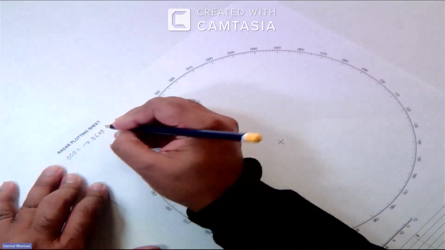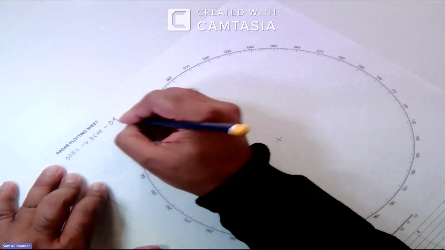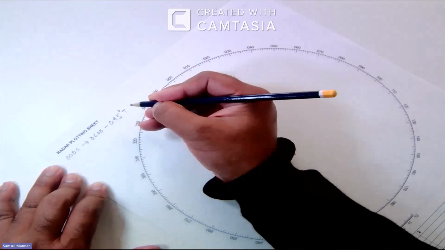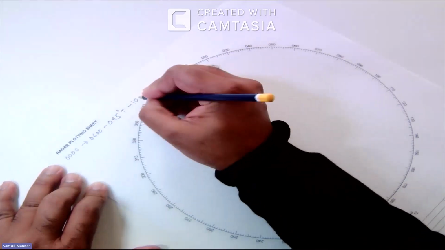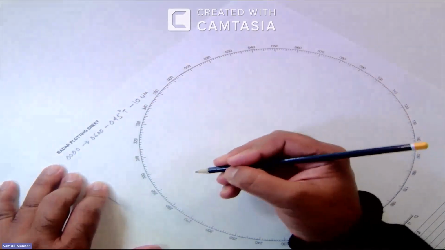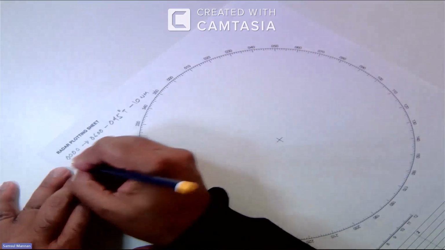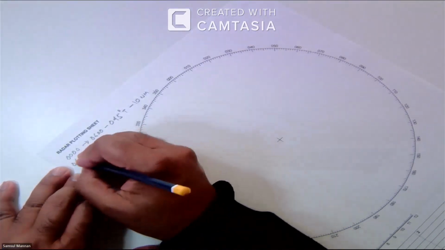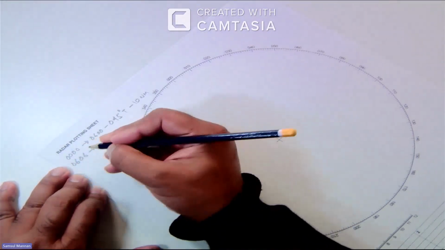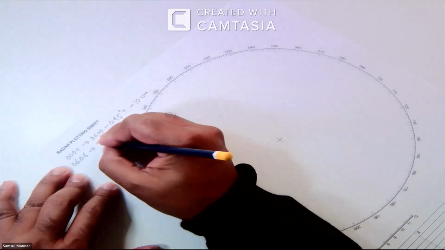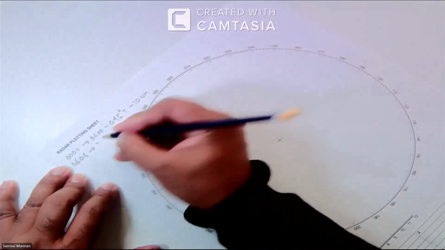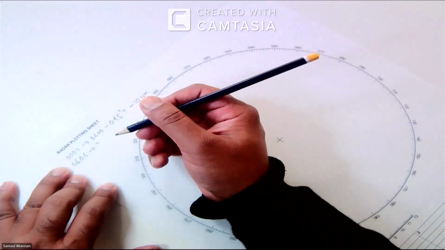The first range and bearing I have taken at 0600 hours, and the bearing is 045 degrees true, and range is 10 nautical miles. The second range and bearing I have taken at 0606 hours.